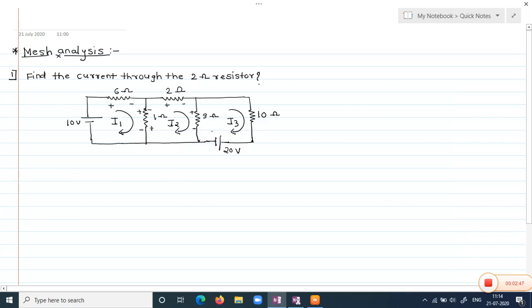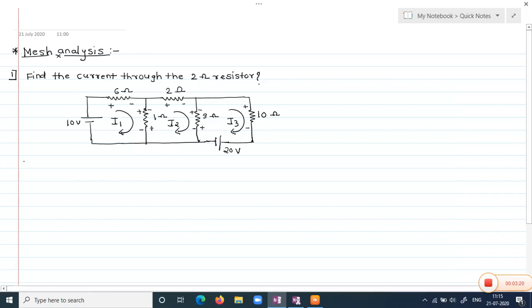Similarly, we have to assign polarity to the third mesh. We have to apply the current in the clockwise direction. Here the current flowing through the 3 ohm resistor is from positive to negative. Again the current flowing through the 10 ohm resistor is from positive to negative in the third mesh. Okay, we have assigned a clockwise current in all 3 meshes. Now we have to apply KVL to mesh 1.